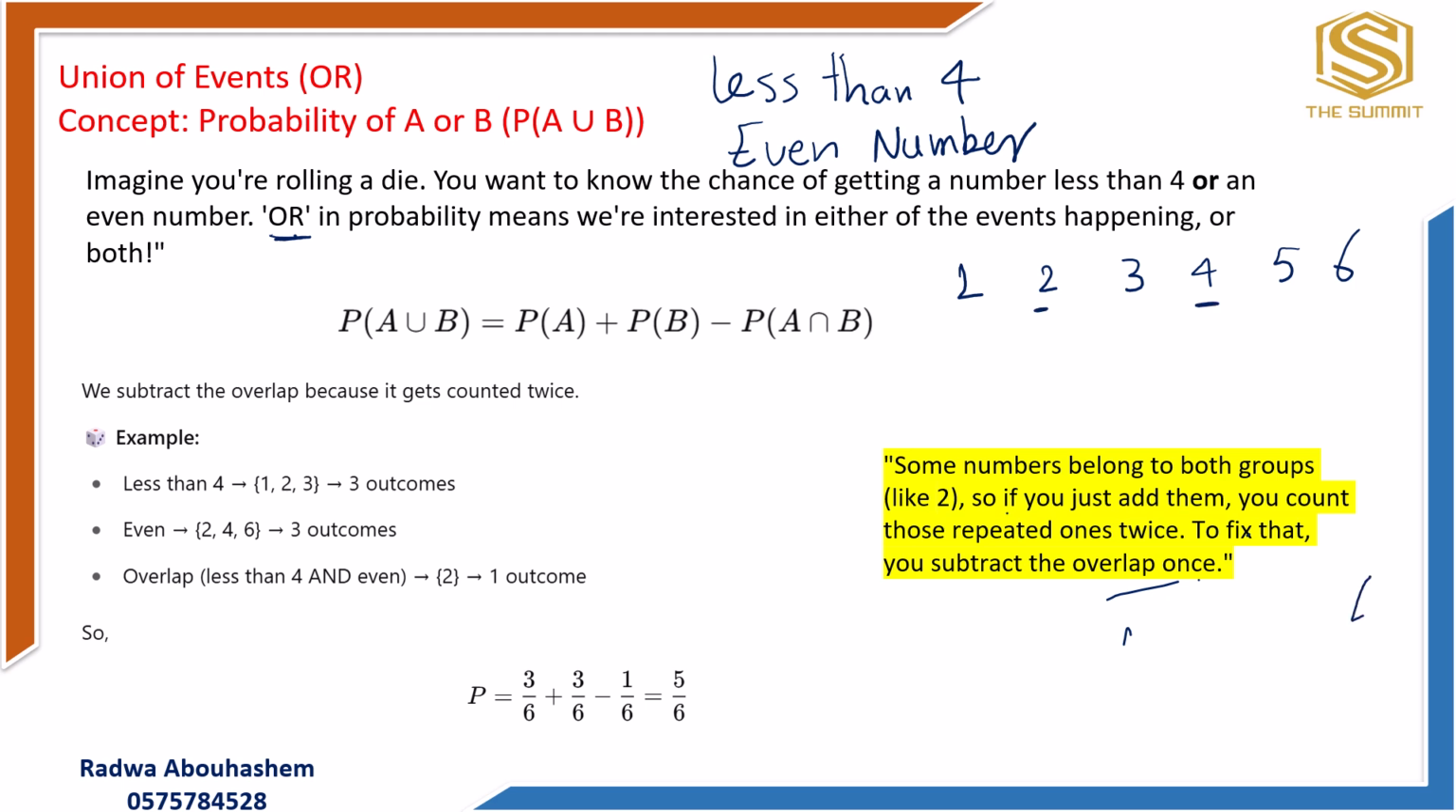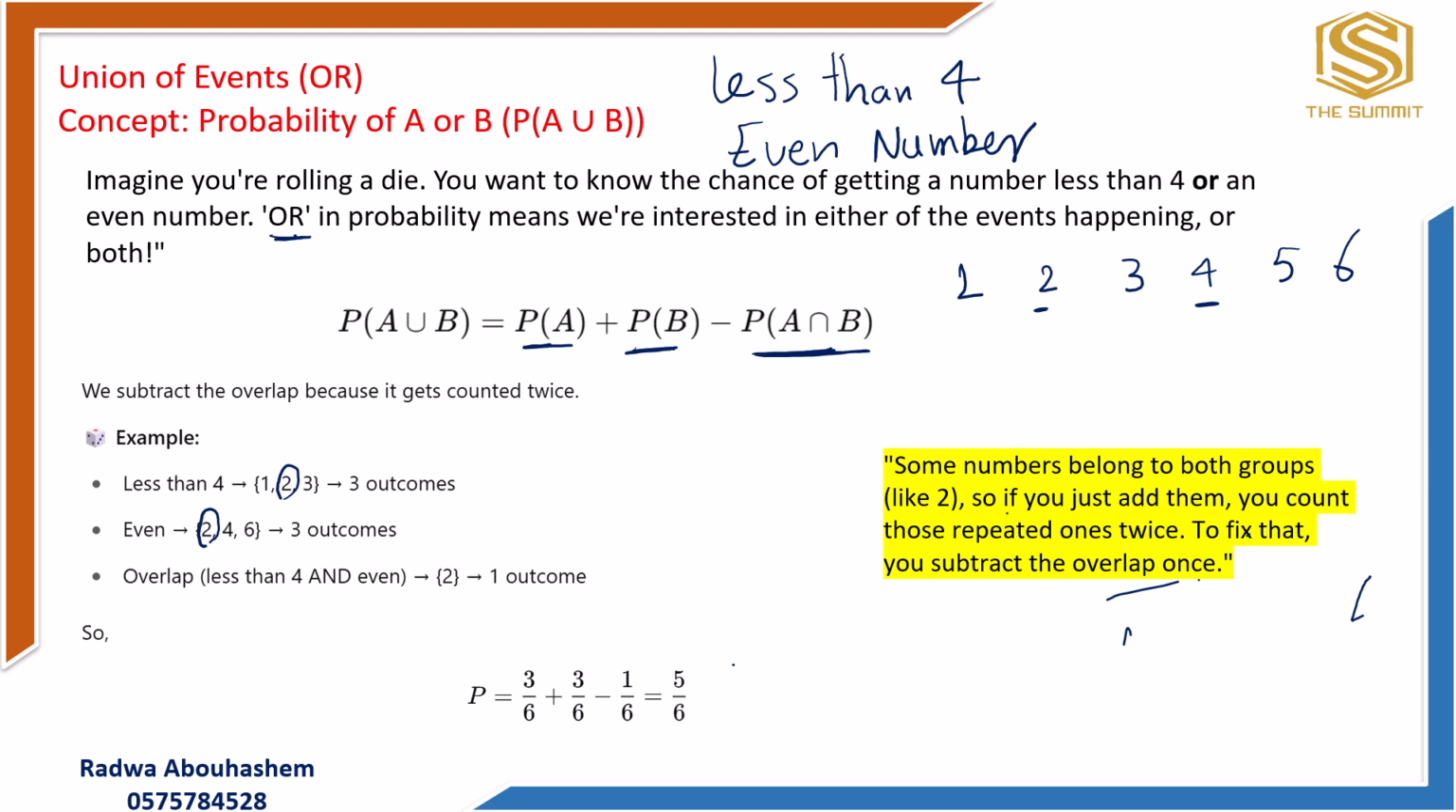As you see here, there is a repeated number. It's counted twice, which is 2. So that's why I have to subtract it. The rule now for the union is the probability of A plus the probability of B minus the probability of the intersection, or the repeated item, the repeated number.